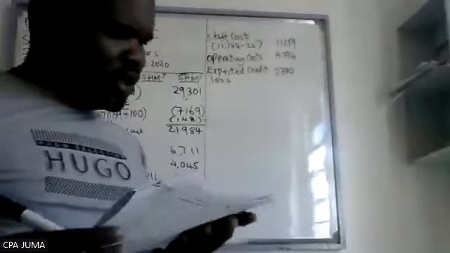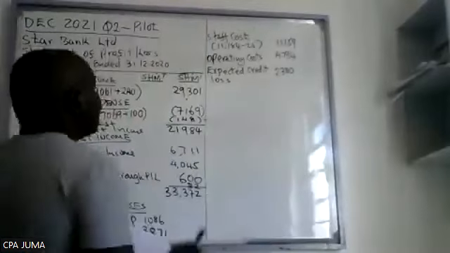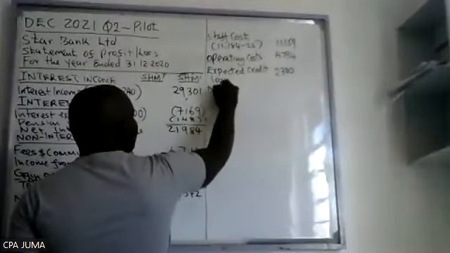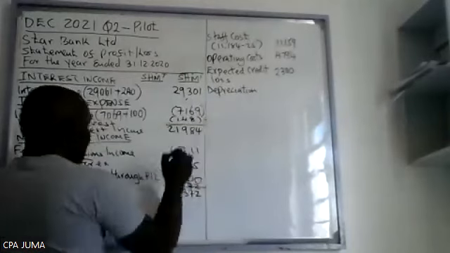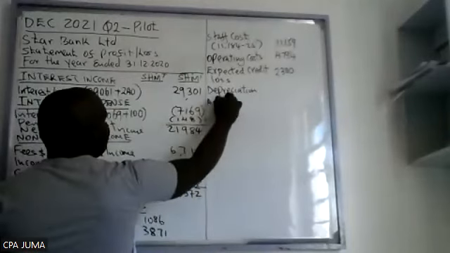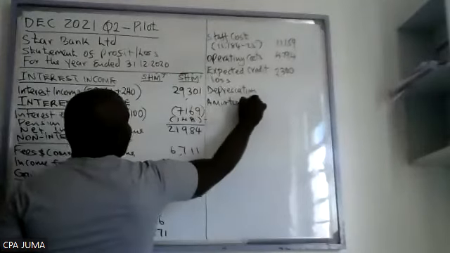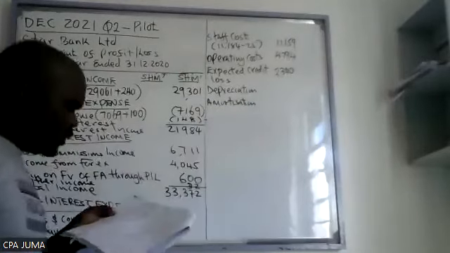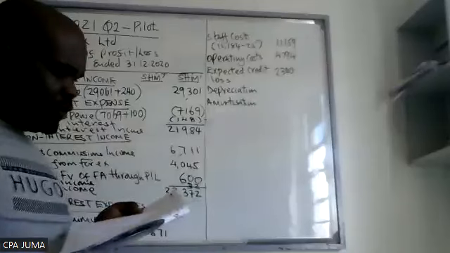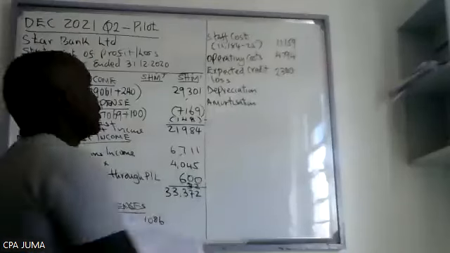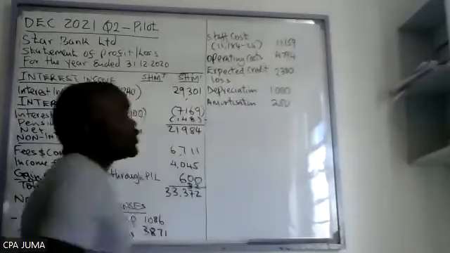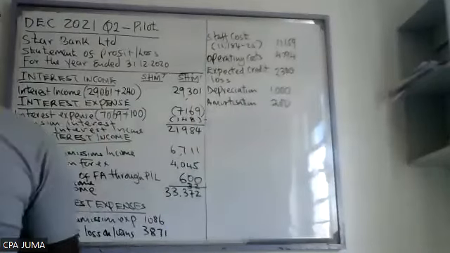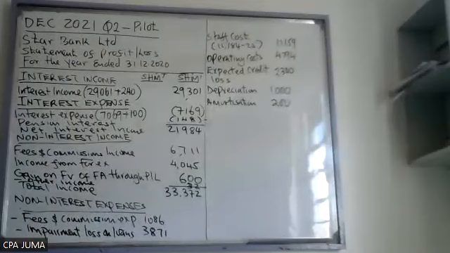We proceed. Note 3, depreciation. So there is depreciation, and also there was amortization. Depreciation and amortization was 12. 200 was amortization, so depreciation is 1,000. Total was 12, but amortization is 2, so depreciation goes with 1. I hope that is clear to us.